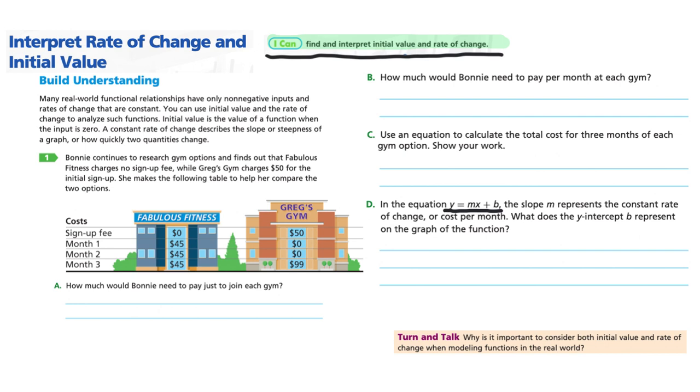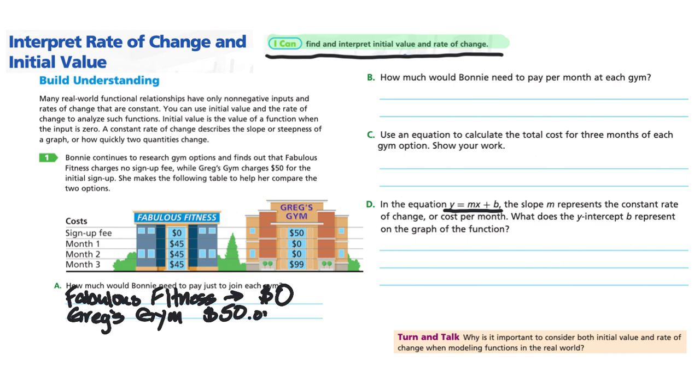All right, so A says how much would Bonnie need to pay just to join each gym? So that would be the sign-up fee. So at Fabulous Fitness, the sign-up fee is $0. There's no sign-up fee there. And then at Greg's Gym, they charge a $50 sign-up fee. So that's all that they want you to do there, is how much does it cost to join each gym.